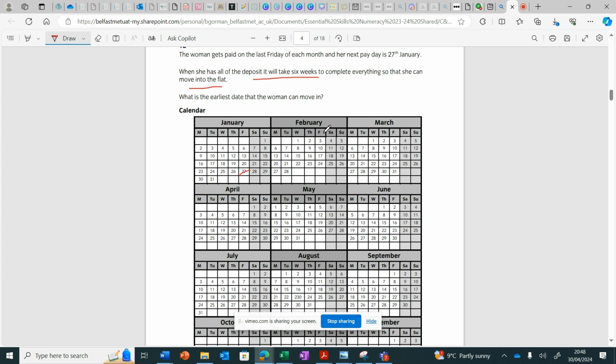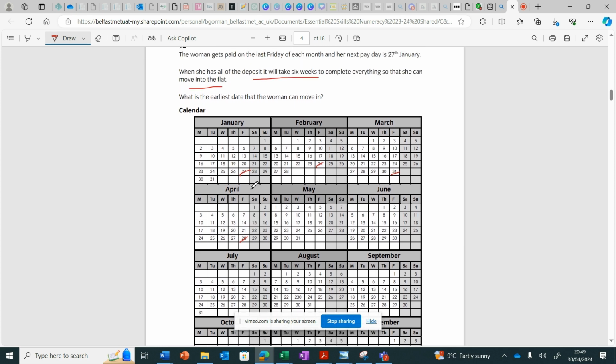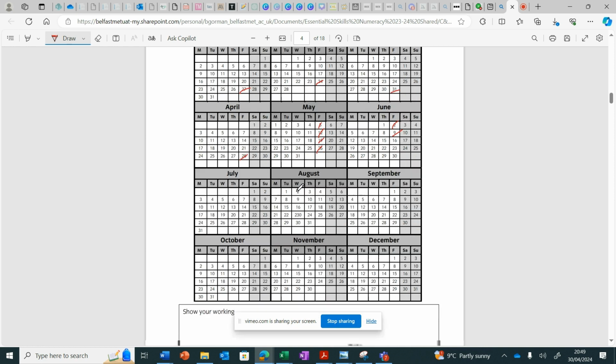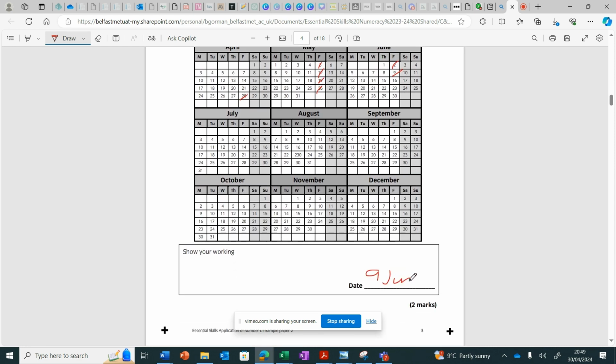So the last Friday of the month will be, where are we here? So that's the next month, that's 2 months. The last Friday of the next month is here, that's 3 months. The last Friday of the next month is here. Yep, that's 4 months. And then it's 6 weeks from there. So the next Friday will be in May, and the first Friday of May is there. And that's 1 week. That's 2, that's 3, that's 4, that's 5, that's 6. So the 9th of June.